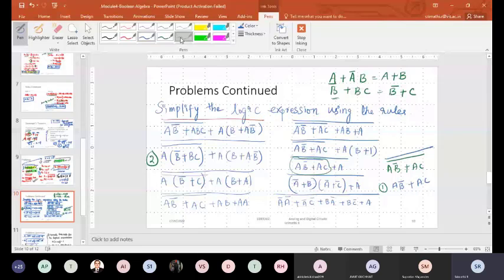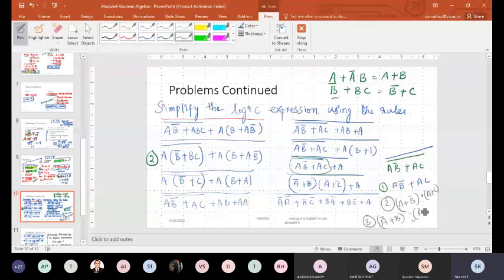The second step, I need to convert all the AND to OR and OR to AND. So it is (A + B bar) dot (A + C). This is step number 2. What is step number 3? Complement each individual variable. So (A bar + B) dot (A bar + C bar). Now that is written here. This is by using De Morgan's law.